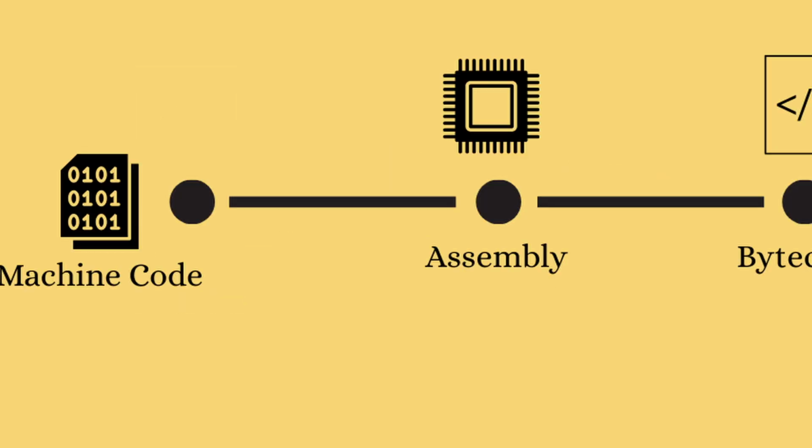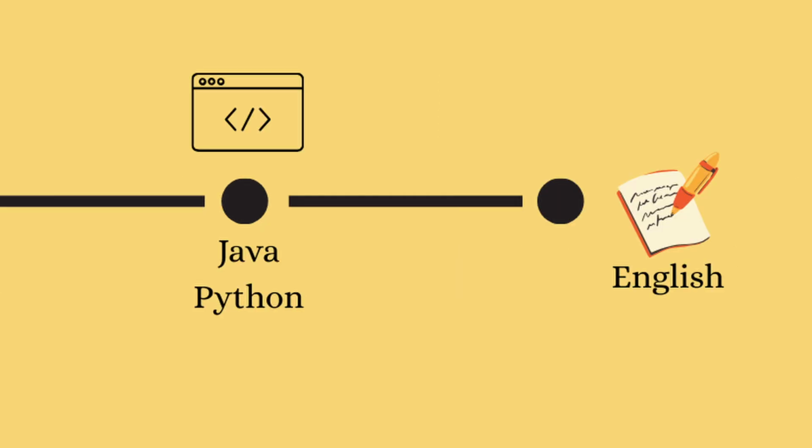Low-level languages are closer to machine code. They give you very direct control over the computer, but they're harder for humans to read and write. High-level languages, on the other hand, are closer to human language. They're designed to be easier to understand, easier to write, and easier to work with.